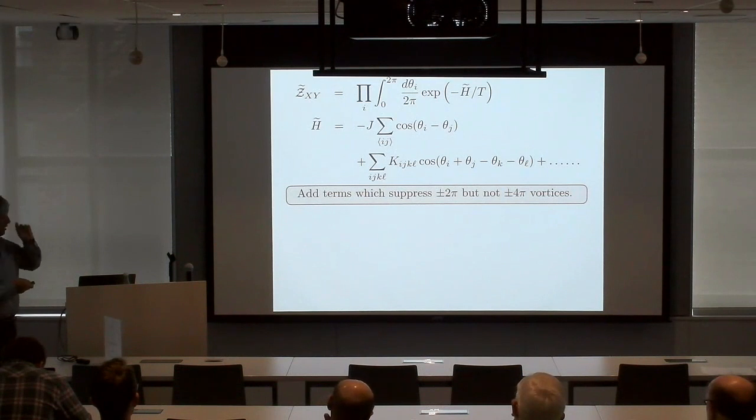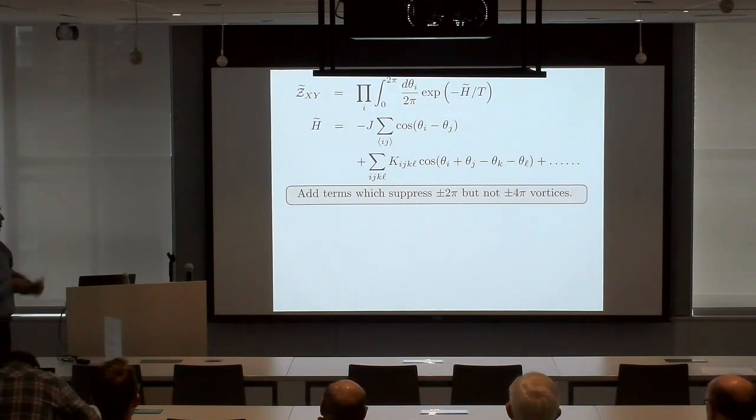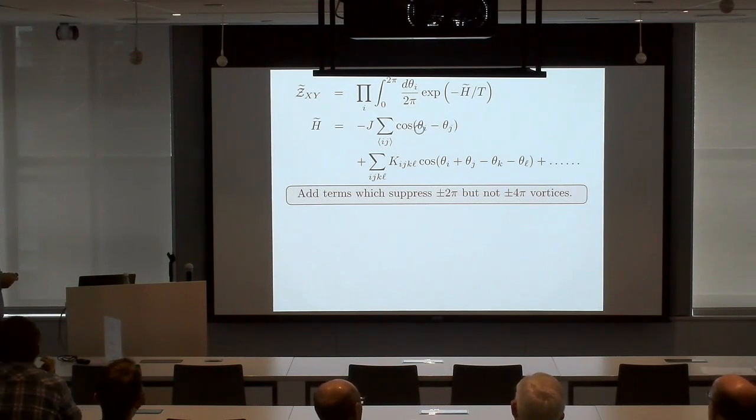So the answer is yes. And this is one of the ways to make it work. There are other ways too, but they're more complicated. So this model here has vortices. In fact, they're vortex lines because I'm in 3 dimensions. So what I want to do is to choose these terms that suppress or like to expel the elementary vortices, but not the double vortices.